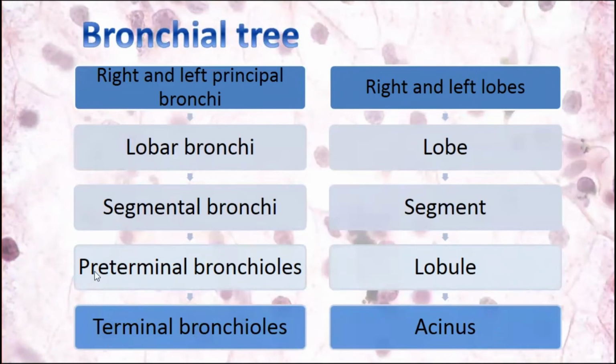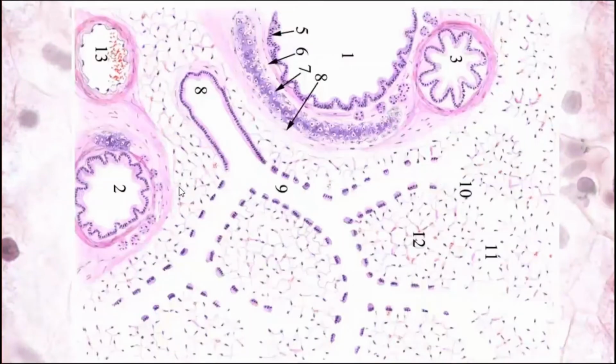Terminal bronchioles are the branches of the preterminal bronchioles. And here we can see a terminal bronchiole. It is divided into the following branches, and we'll talk about them. And all this region, which is ventilated by the terminal bronchiole, is called the lung acinus.